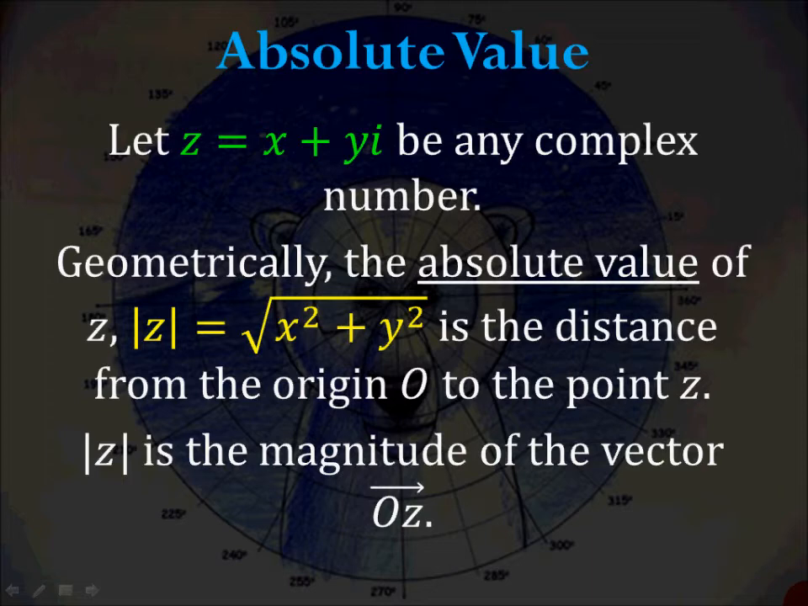Geometrically, the absolute value of z, square root of x squared plus y squared, is the distance from the origin to the point z. So the origin 0, 0 to the point z, where the absolute value of z is the magnitude of the vector oz. So don't worry about the vector part. We didn't get into it in the earlier part of chapter 14. Basically, what you just need to note is that the absolute value of z is the distance from the origin to point z, which are the coordinates of the complex number.